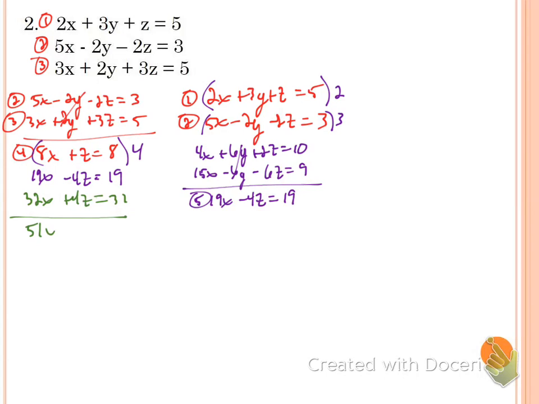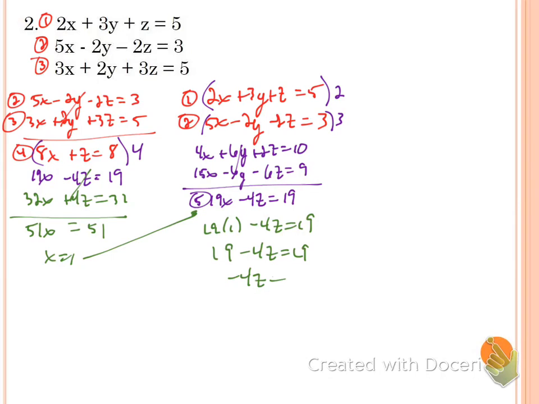So this is going to be 51x, that's 0, this is 51. Divide both sides by 51, and x is 1. Now I've got to go find an equation that's got 2 variables in it, so I can substitute x in for it and find the other one. This one works. So we get 19 minus 4z equals 19. Subtract 19 from both sides, and you get 0. Divide by negative 4, and z is 0.